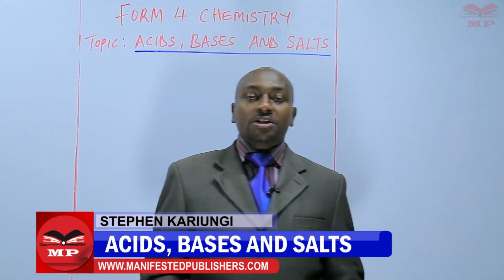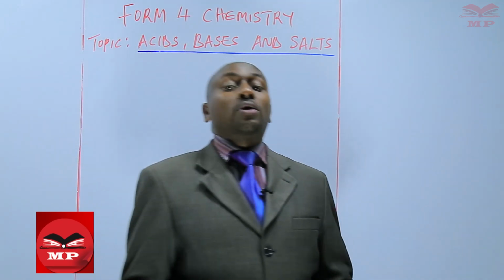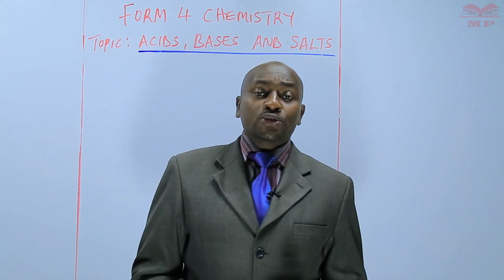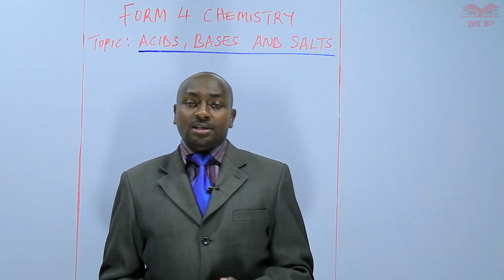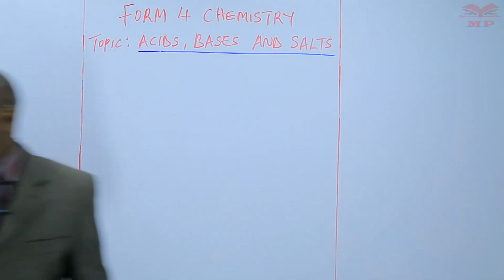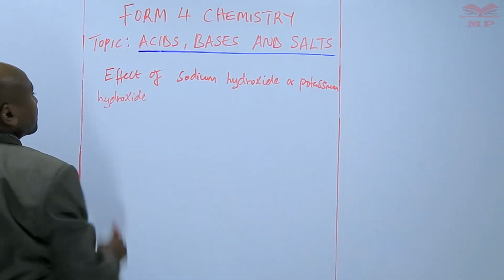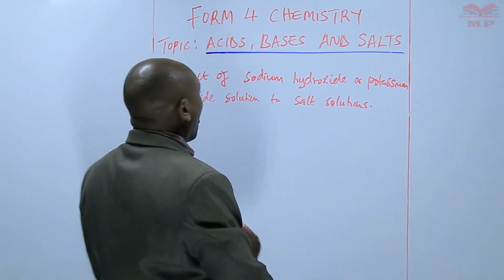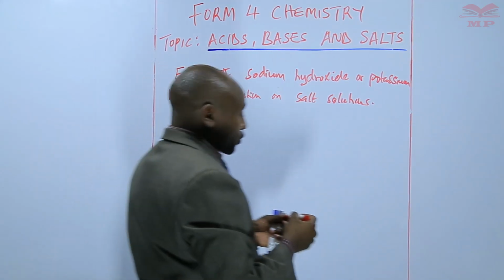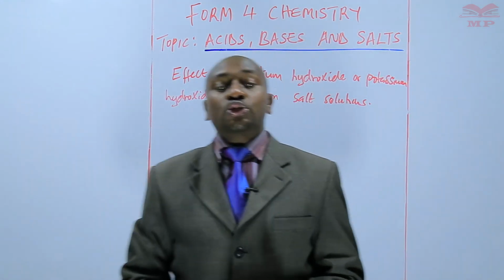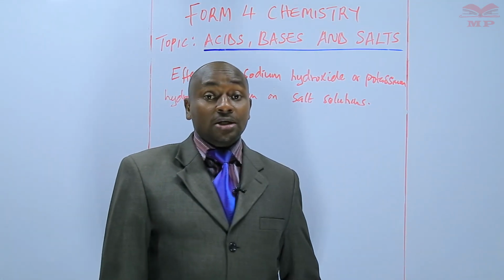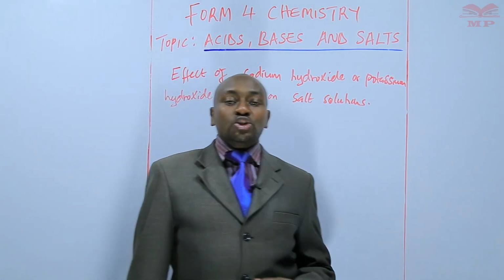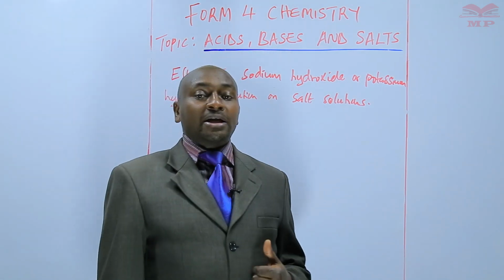Today we continue with our topic of discussion, and the topic is acids, bases and salts. So today we are going to discuss the effect of adding sodium hydroxide or potassium hydroxide to salt solutions. We're going to see what happens when various salt solutions are added to sodium hydroxide or to potassium hydroxide, and this forms the basis of identification of cations using sodium hydroxide.